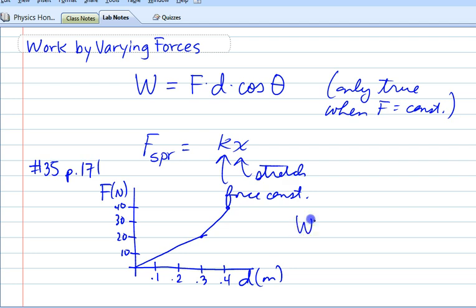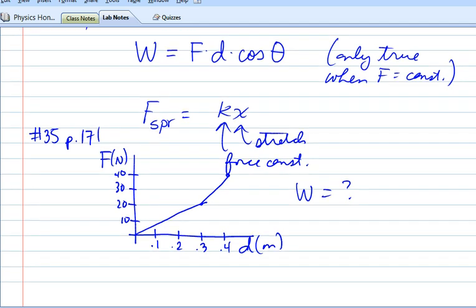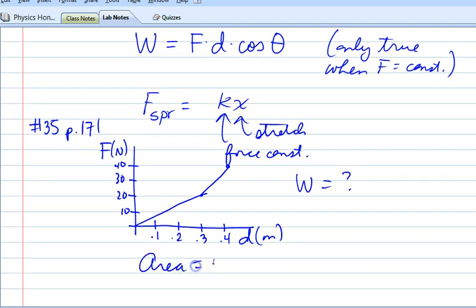And what we need to do is find the work. Well, hopefully you notice that the area of this graph is the work done. Why? Because the area is the force times the displacement. So all we're going to do is divide this graph up into a couple triangles and a rectangle, and we're going to calculate area. So for this first triangle, we have a height of 20, we have a base of 0.3, so if we multiply those we would get 6, but it's a triangle, so it's 3.